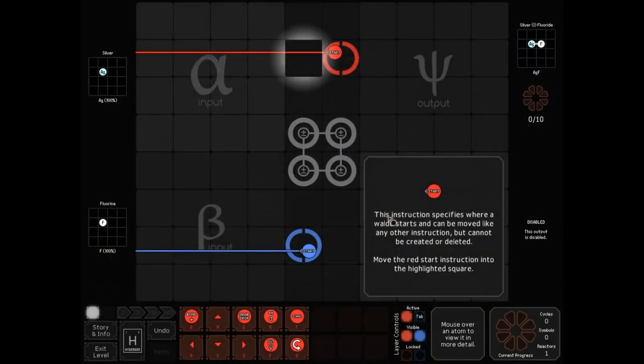So now that we know about bonds and bonding numbers, we can do our first puzzle that involves bonding. What we have is silver in the alpha zone, fluorine in the beta zone. And what we need to do is bond them together to make silver fluoride. We do that with these bonders here.